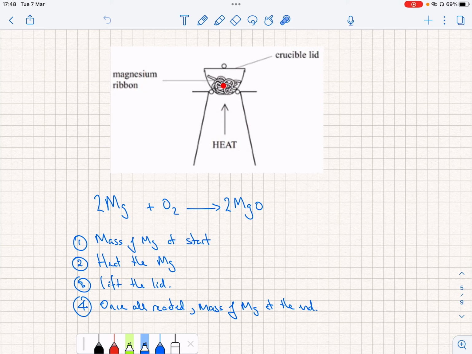In terms of measurements that we need to do, well, we get our magnesium and we put it inside our crucible. And then before we start to heat this, we find the mass of the magnesium inside the crucible at the beginning.